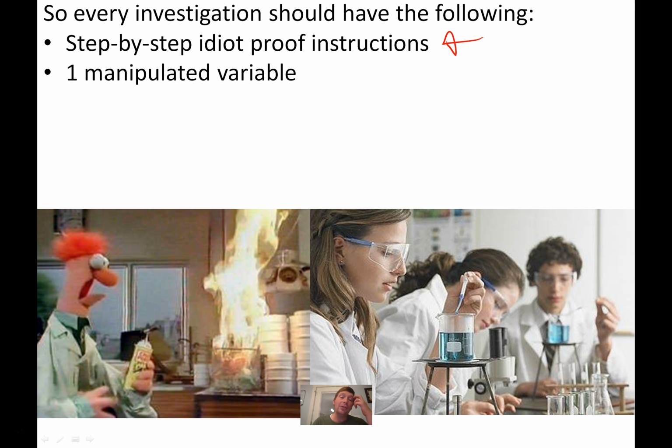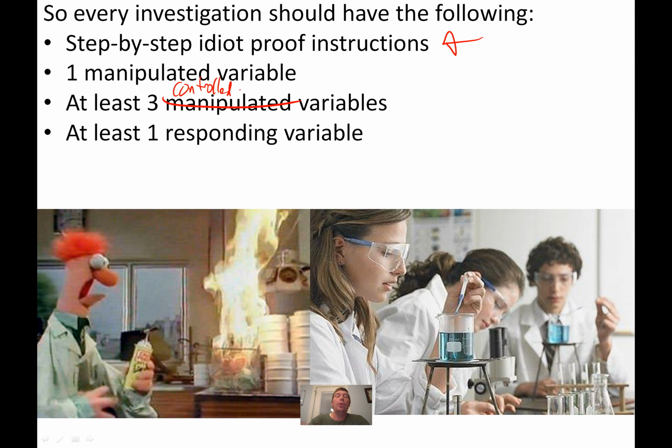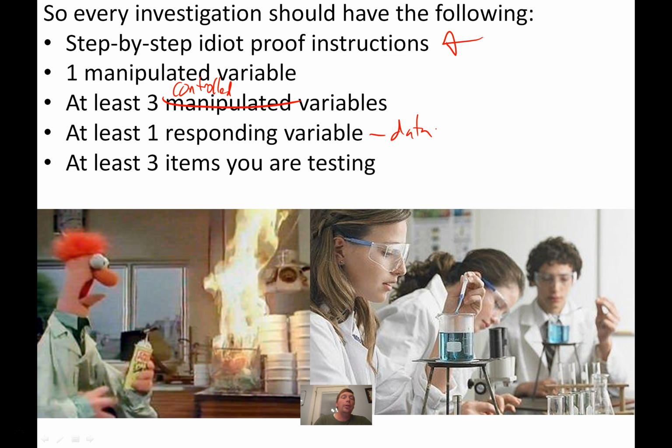Next thing you need to have going on is you need to have at least one manipulated variable, one thing that you're changing that's going to be different between the groups you're testing. Your investigation should have at least 3 controlled variables, okay? And at least 1 responding variable, and the responding variable is what's going to get your data. Now, the other thing we should have going on, there should be at least 3 things that you're testing, and you should repeat the experiment at least 3 times. So whenever you do an experiment, it should have all of these things, and if it has all these things, it can then be counted as science.